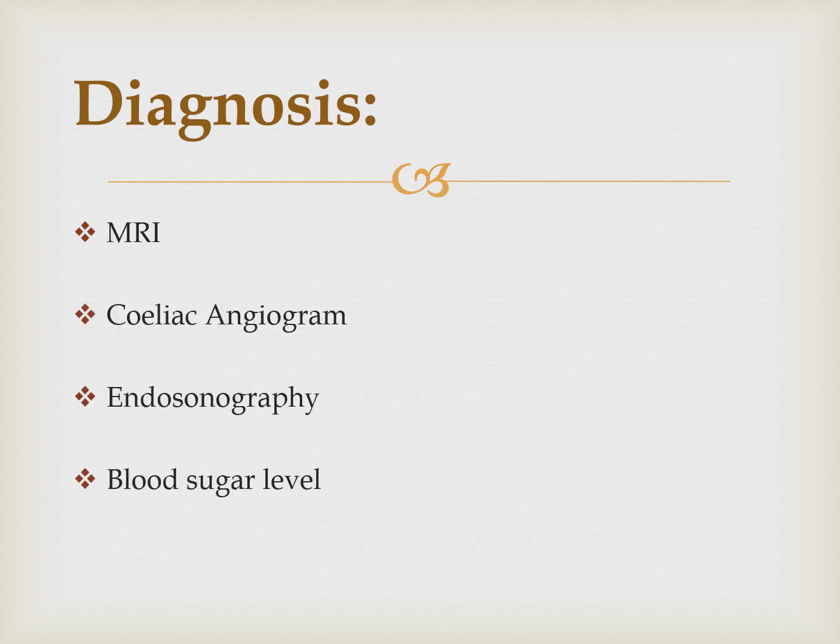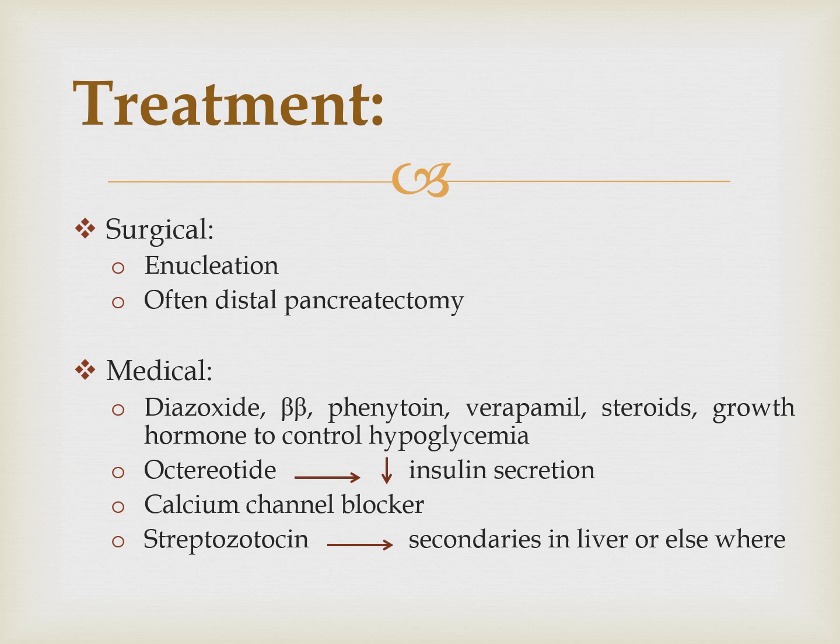How to locate the tumor? We use mainly the endosonography, the endoluminal ultrasound. We can use the MRI, celiac angiogram, and the blood sugar level is one of the investigations. Treatment.